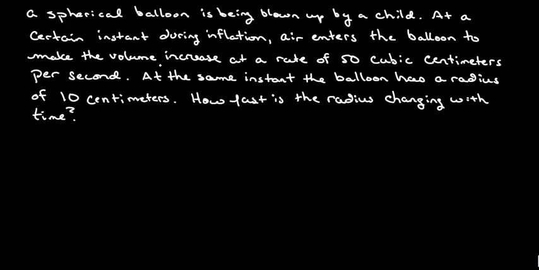Now, whenever you're seeing an increase at a rate of, you're thinking some rate of change. So here, we're looking at dV, the rate of change of volume with respect to time. So dV/dt is going to be equal to 50 cubic centimeters per second. That's the change in volume with respect to time.